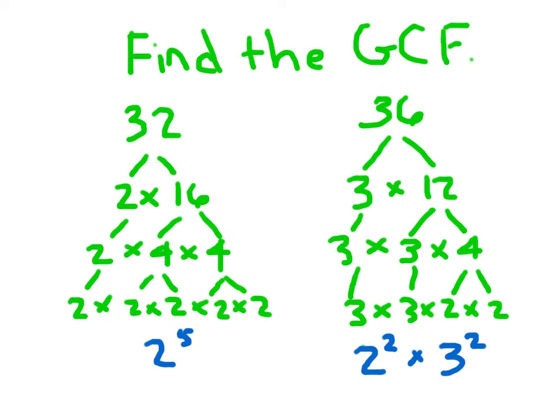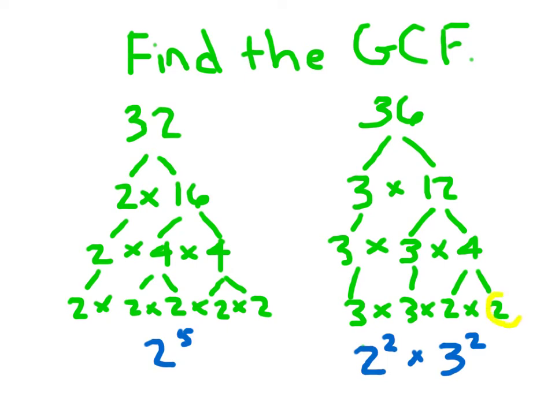Now for the greatest common factor, what we're going to do is take a look at both of those prime factorizations, 2 to the 5th, and 2 squared times 3 squared, and what we do is take the product of the common prime factors. So what do these have in common? And I'm going to circle in yellow what it is that they have in common.